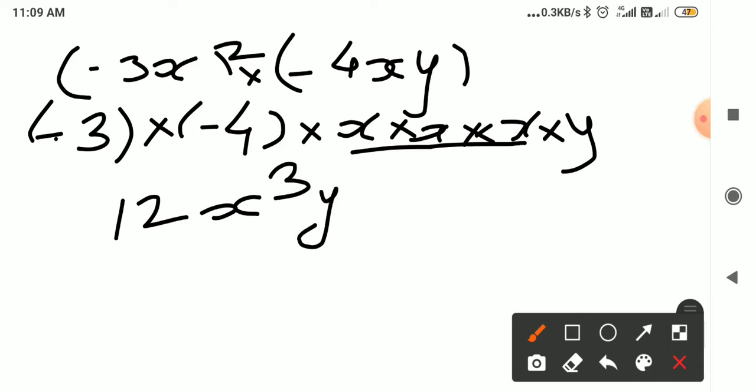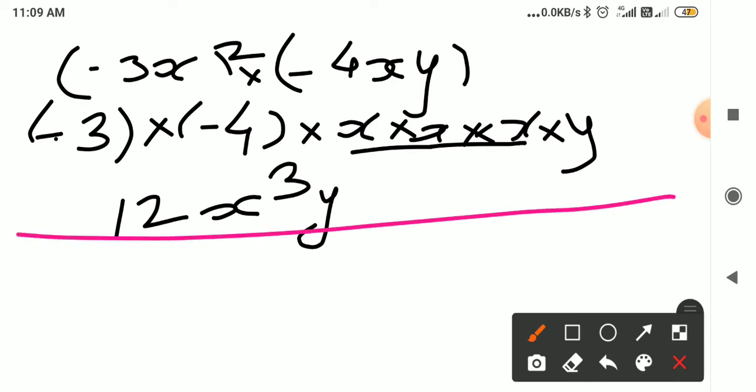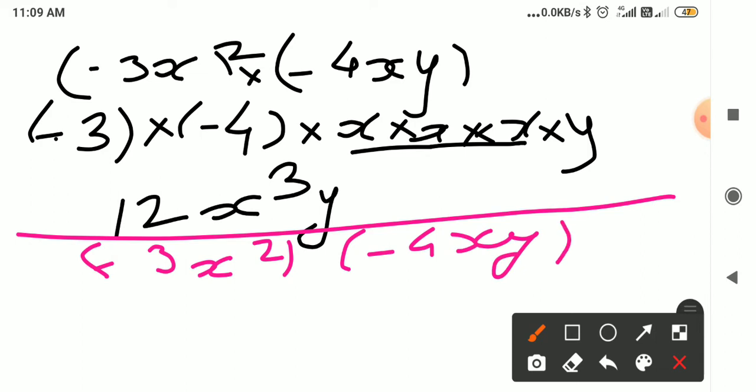In another method, we can solve this example in this way also. Directly, minus 3x square into minus 4xy. So here 3 4s are 12, minus into minus is plus, so 12. Then x square into x, the base is the same, so the indices are added.